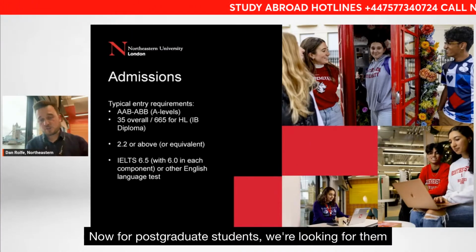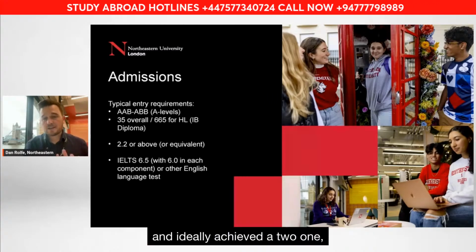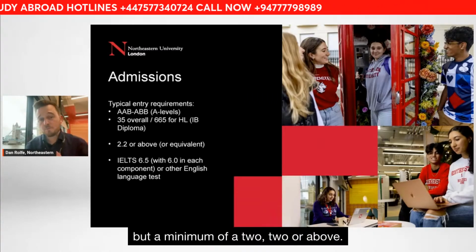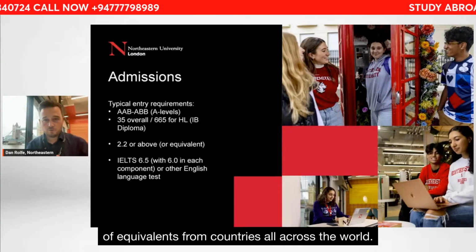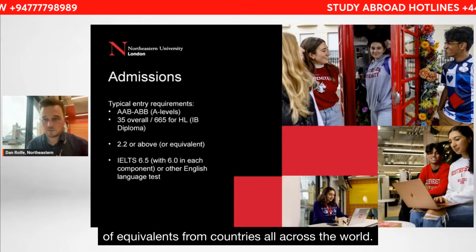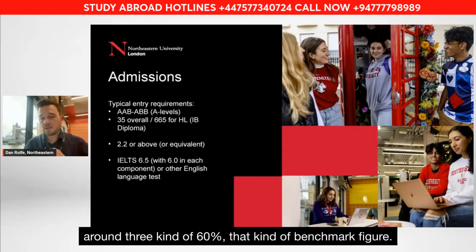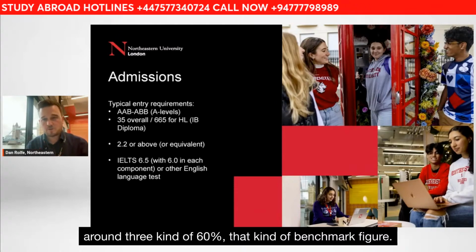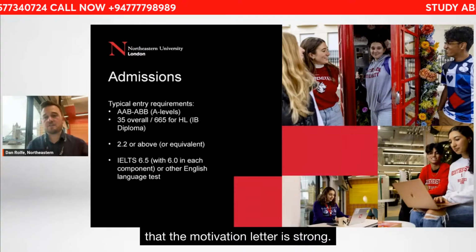Now, for postgraduate students, we're looking for them to have completed their undergraduate degree and ideally achieved a 2-1, but a minimum of a 2-2 or above. And again, taking a number of equivalents from countries all across the world. So we are looking for students that have performed well academically, a GPA of around 3, kind of 60%, that kind of benchmark figure. And here again, it's very, very important that the motivation letter is strong.